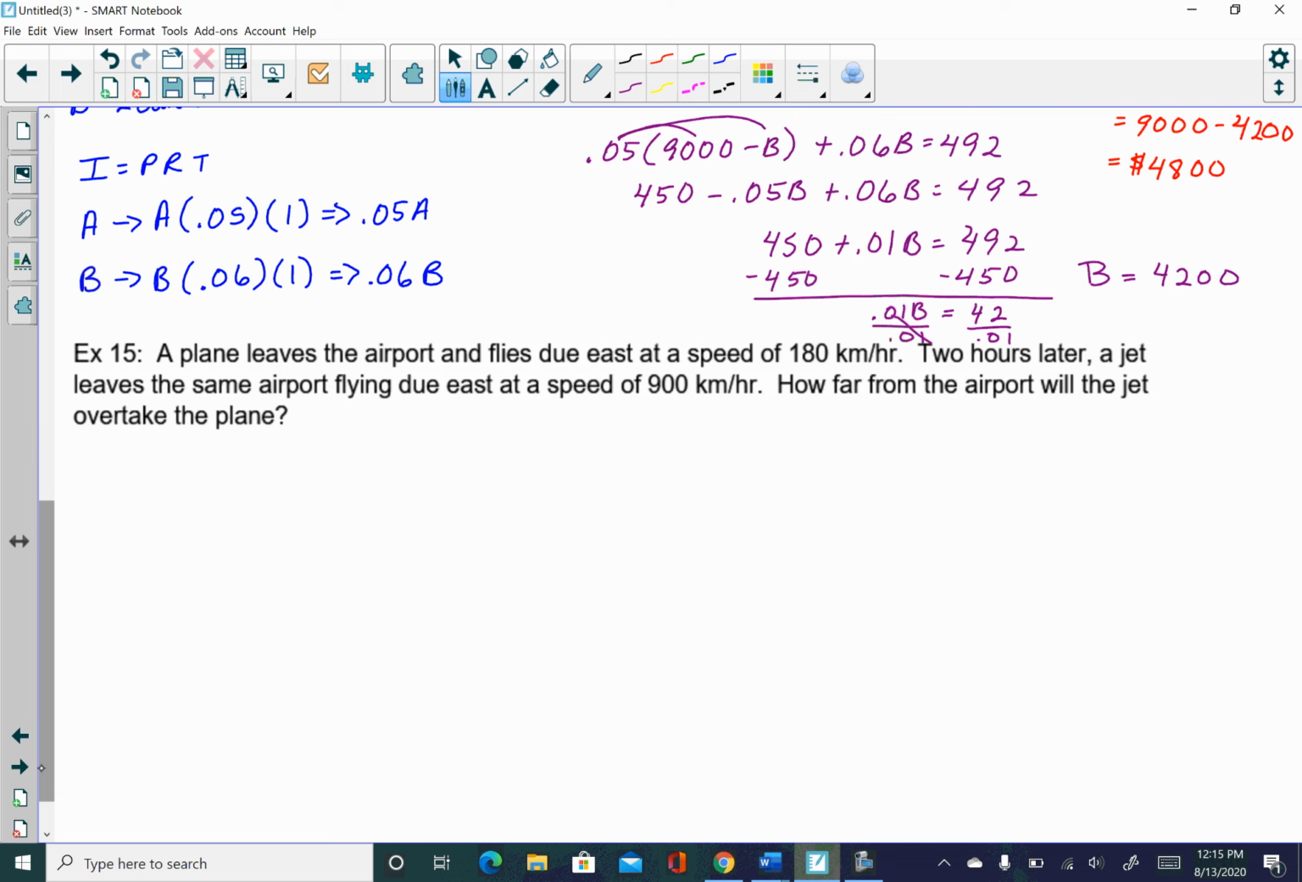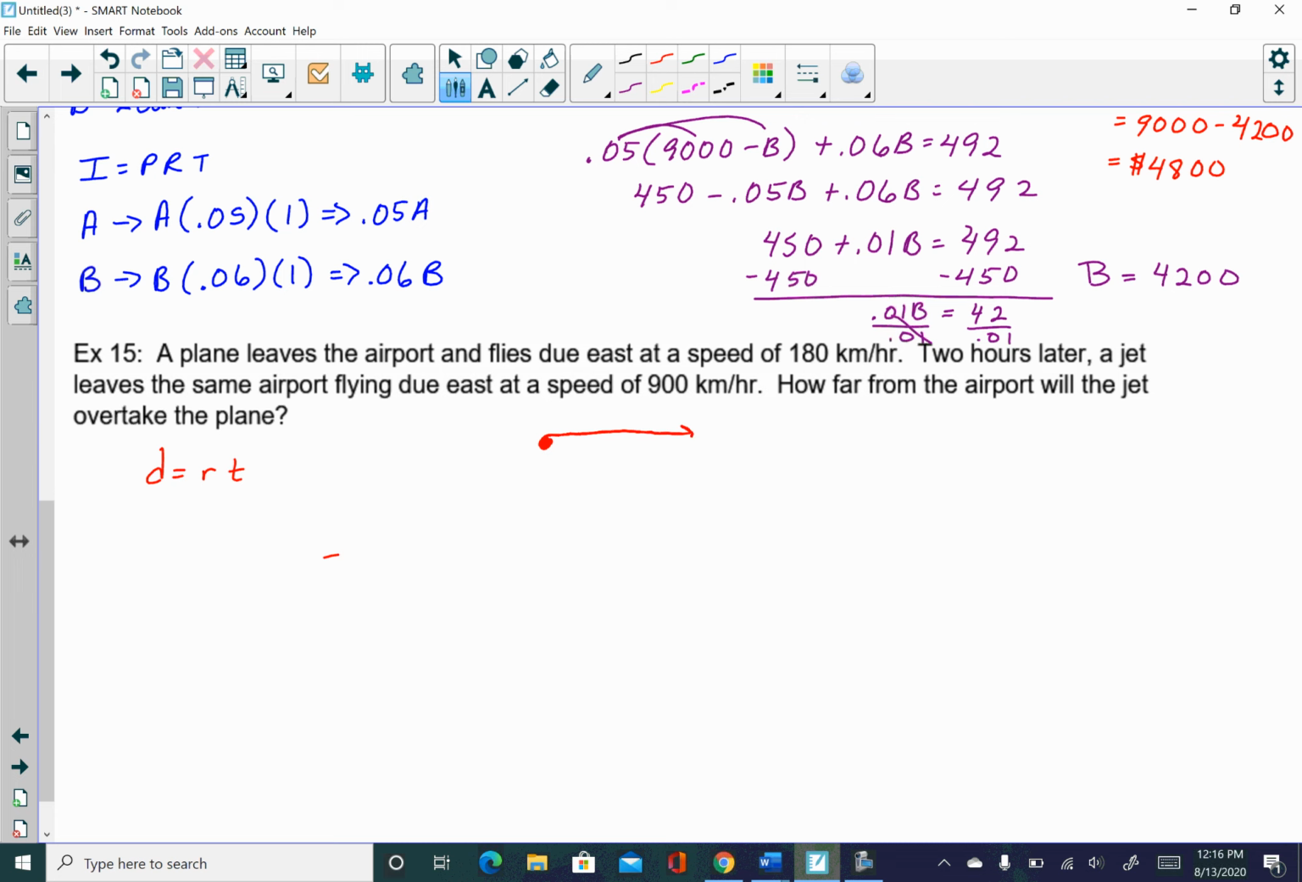2 hours later, a jet leaves the same airport flying due east at a speed of 900 kilometers per hour. And we want to know how far from the airport the jet will overtake the plane. Okay, we're going to need to utilize the formula here for distance, D equals RT. Because essentially, you've got these two planes and they're both leaving the same spot. One's just traveling faster than the other, right?